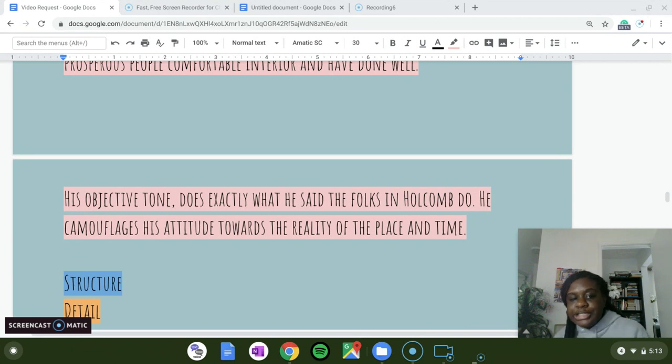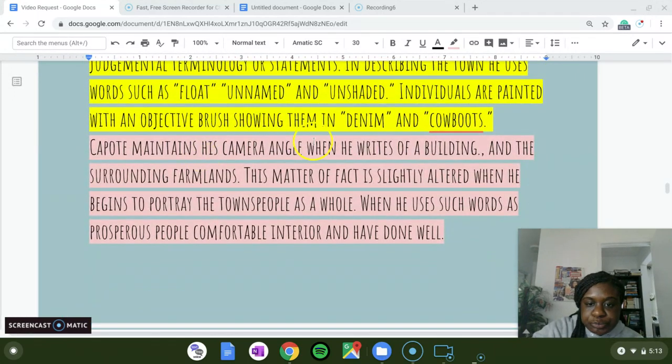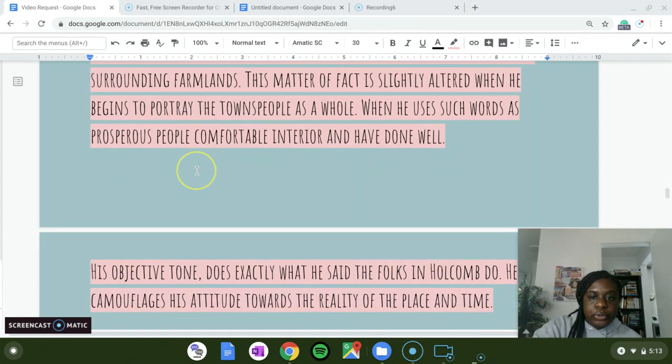So he camouflages his attitude towards the reality of the place and time. This is really good because it establishes the tone. Okay, we know that the tone is very... when he uses words like, they've established what this is. We're talking about tone, and then they give examples.